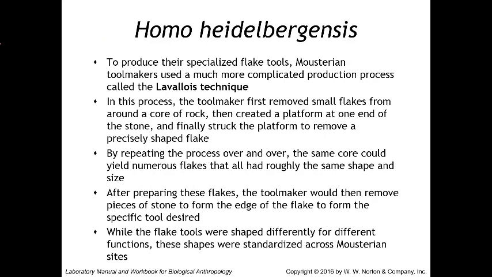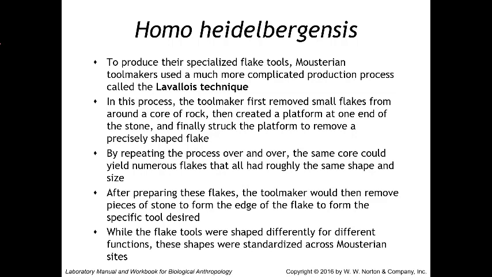In order to produce Mousterian tools, you need a more complicated production process. This is called the Levallois technique. In this process, the tool maker would first remove the flakes. This is what I showed you in the image. You would first remove the flakes from around the core of the rock, creating a tortoise-like outside. Then you would hit the rock and break off that flake. You would repeat this process over and over again, and your same core could be used to yield a numerous amount of flakes that all had roughly the same shape and size.